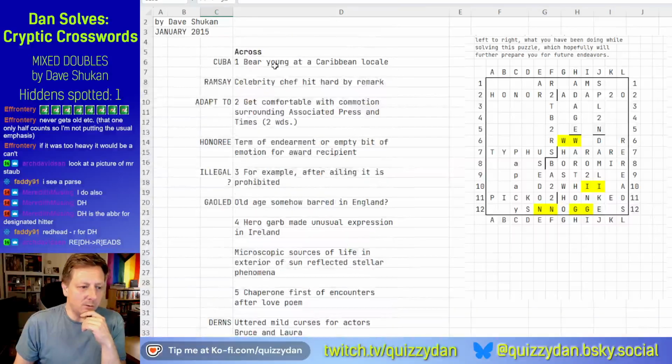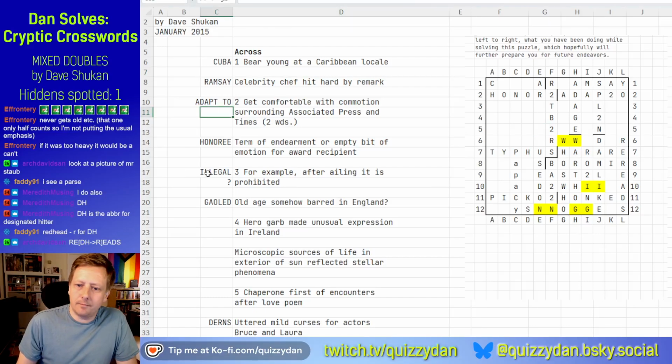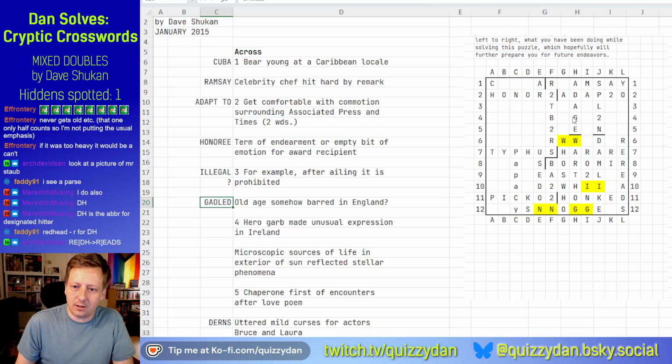Okay, here we go. Should be able to now zoom through a lot more. Okay, Cuba and Ramsey. Okay, whoops. We can put in this bit of Ramsey. We can put in the C of Cuba, but we can't finish it off yet. We can put the line in there. I don't know what the answer to that is, but that's jailed. It's got to go here.